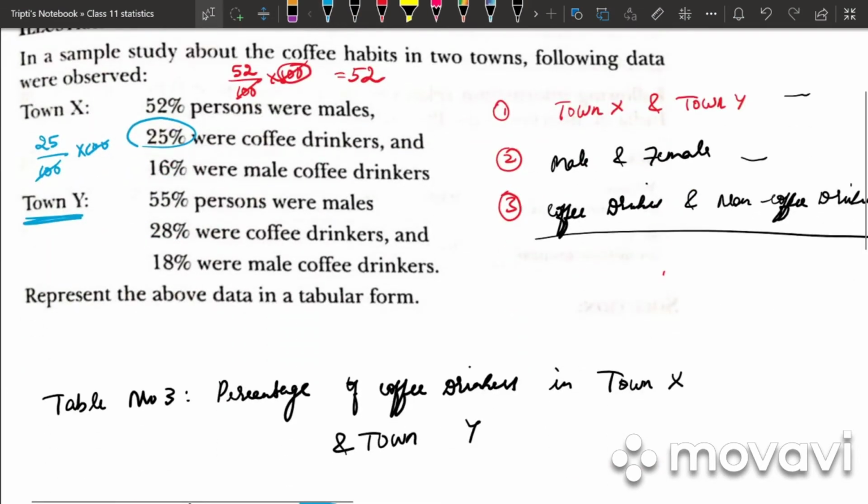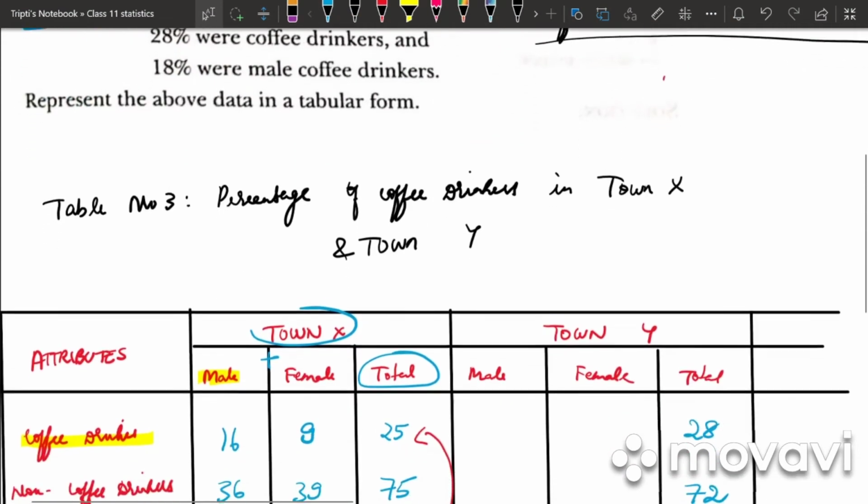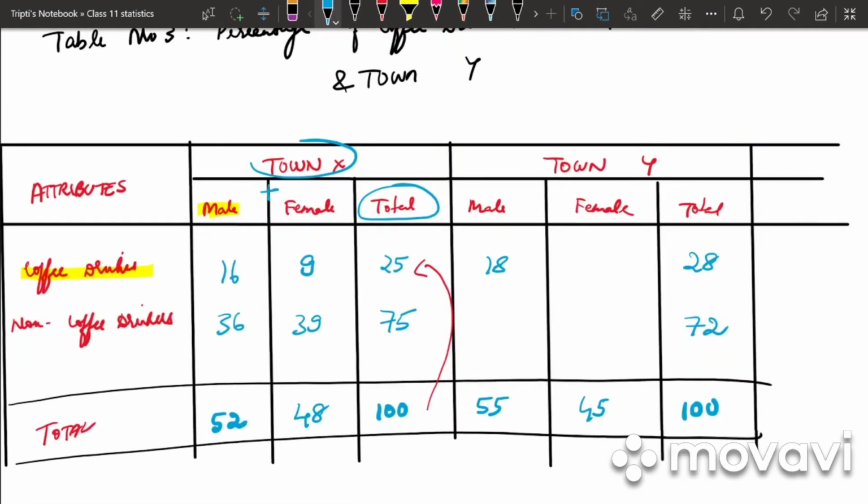And last they have given 18 percent were male coffee drinkers. So 18 are male coffee drinkers out of 100. So how many will be female? 28 minus 18, that is 10. Non-coffee drinkers, what will be the male? 55 minus 18, that is 37. And 45 minus 10, that is 35.